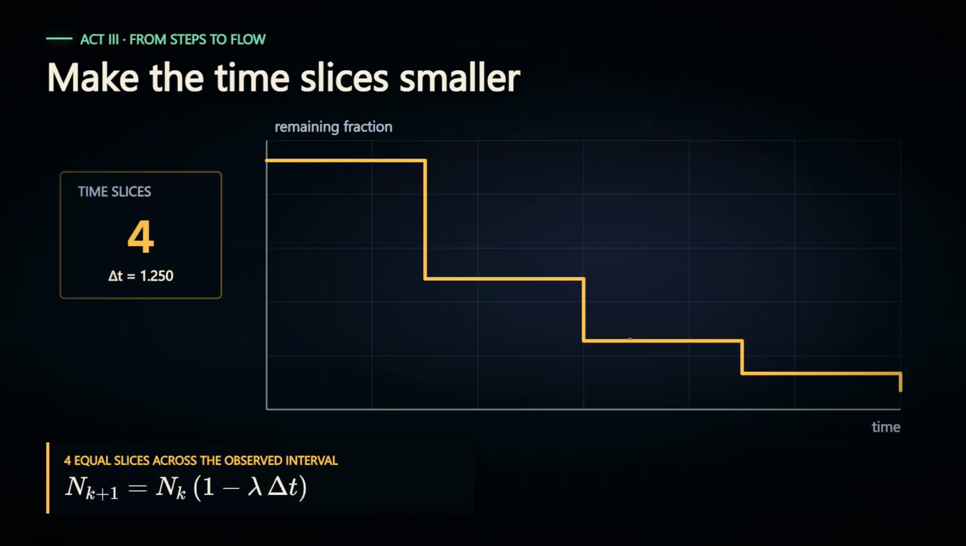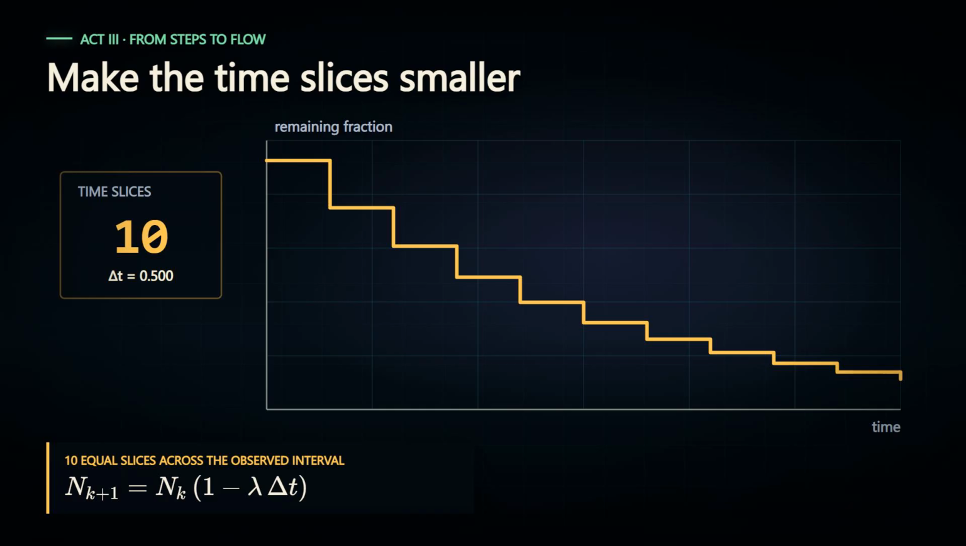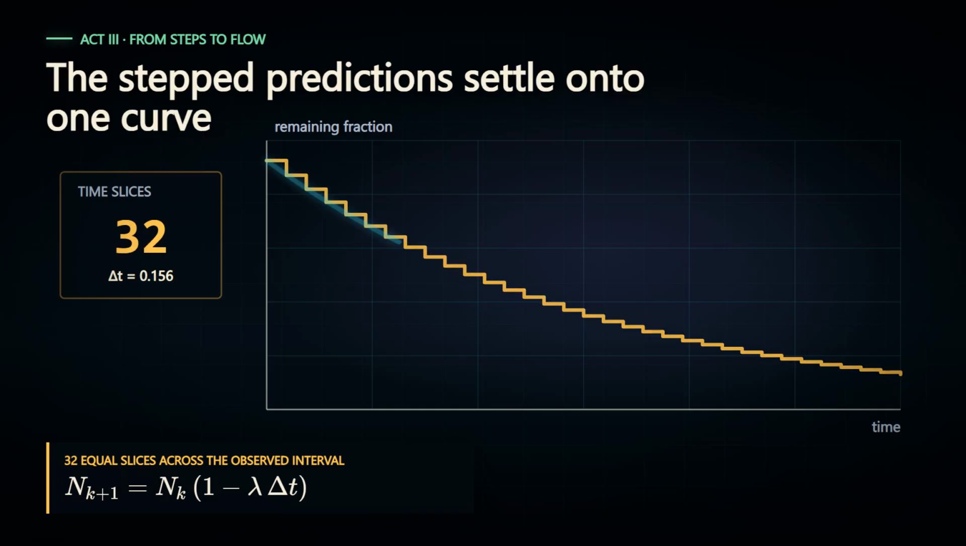Half-life notation is convenient, but nature does not wait for checkpoints. Slice time more finely. In each tiny slice, remove a tiny fraction proportional to the slice width. Double the number of slices and adjust the multiplier. The stepped predictions settle toward one continuous curve.